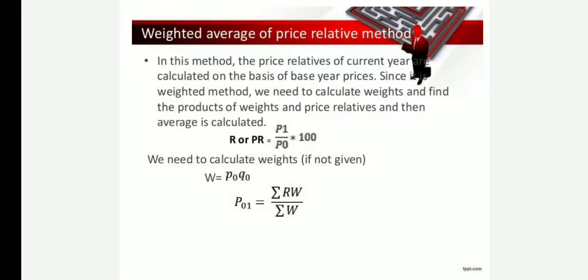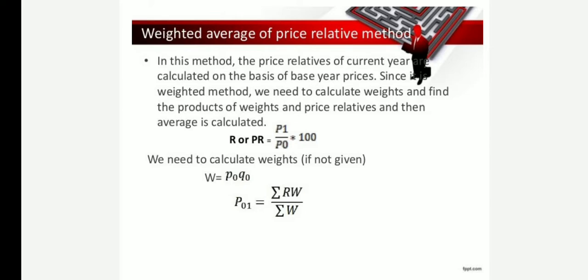In the previous session, we discussed the factor reversal test and time reversal test along with an example. Now let us take up the next concept, that is the consumer price index number, also called the cost of living index number. Both are the same. Before that, I will solve an example of the weighted average of price relative method.